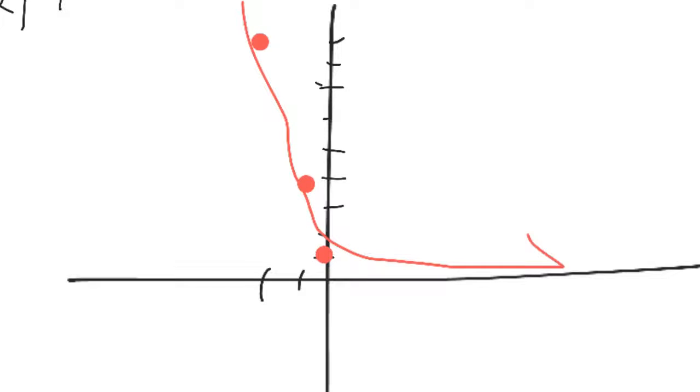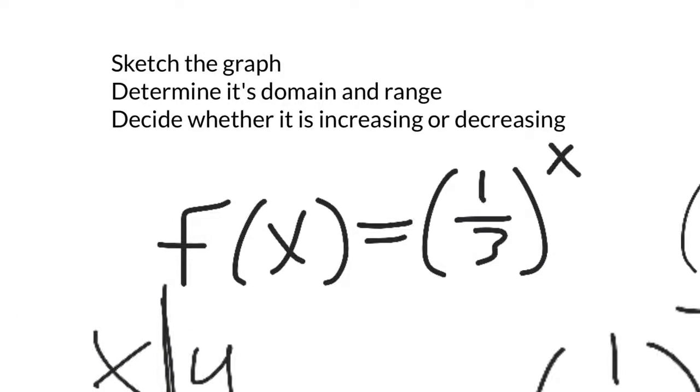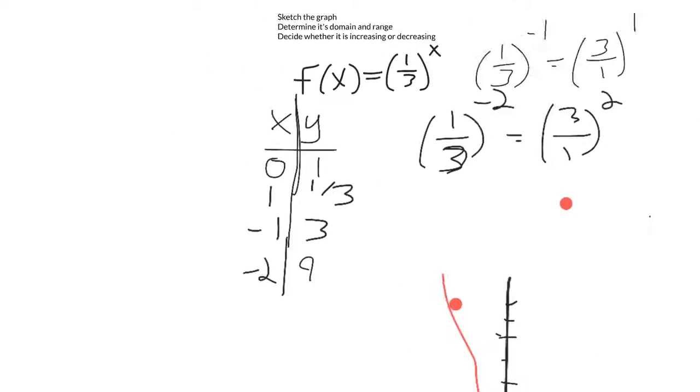There's a sketch, and I'm drawing it with an asymptote at y equals 0, because you can never make 1/3 to the x equal 0. There's no way to make y equal 0 here. You can't plug in a value for x to make that equal 0. So that's our graph. Now we can answer their questions.